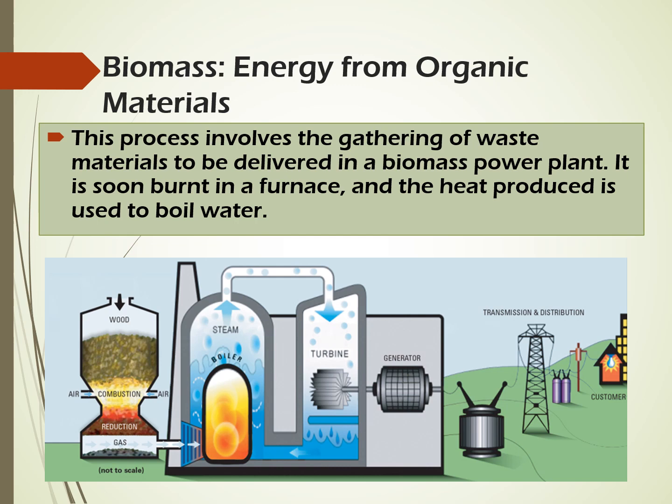The next energy resource is all about biomass. Biomass is the energy from organic materials. It includes dead trees, leftover crops, wood chips, sawdust, rubbish, bark, corn stalks, and even animal manure. This process involves the gathering of waste materials to be delivered to a biomass power plant. It is then burned in a furnace and the heat produced is used to boil water.